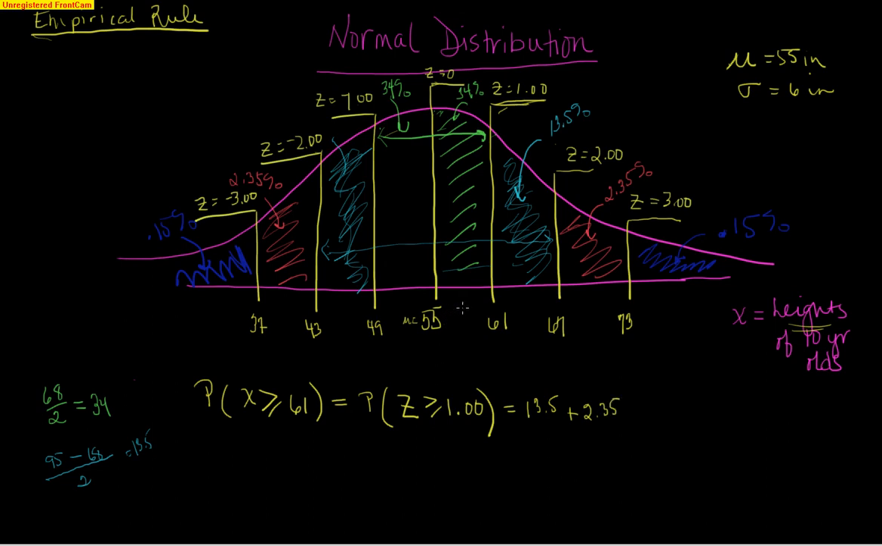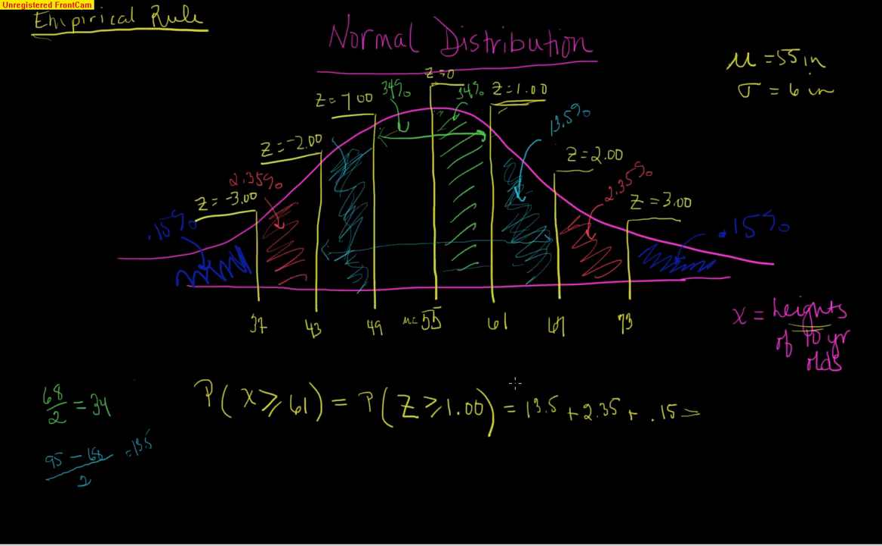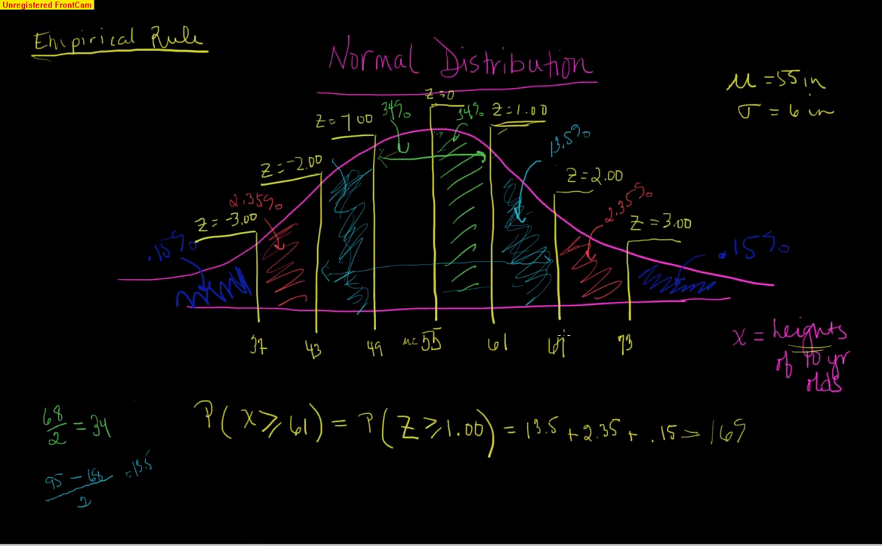plus 2.35% plus 0.15%. Okay, and that is all going to add up to, oops, what's happening? Equals 16%. Oops, 16%. Okay, so in other words, 16% of our 10-year-old kids are taller than 61 inches.